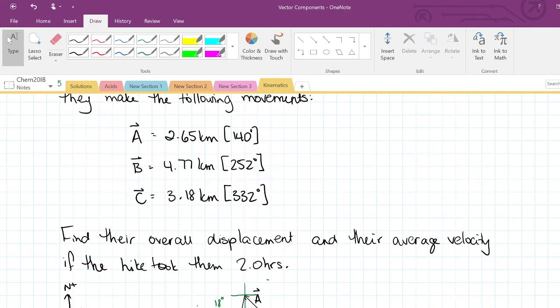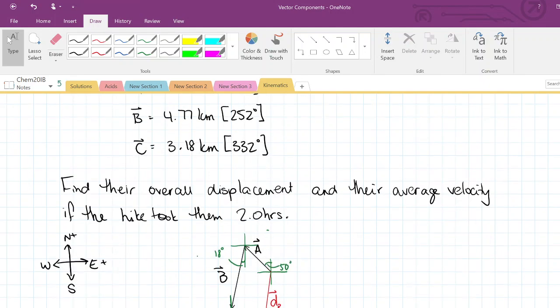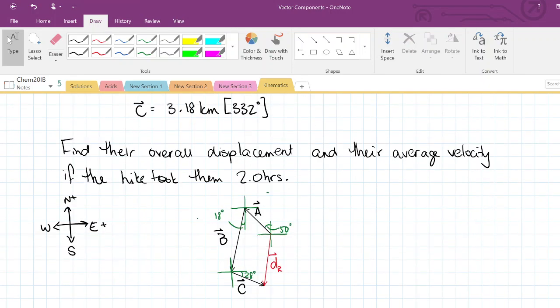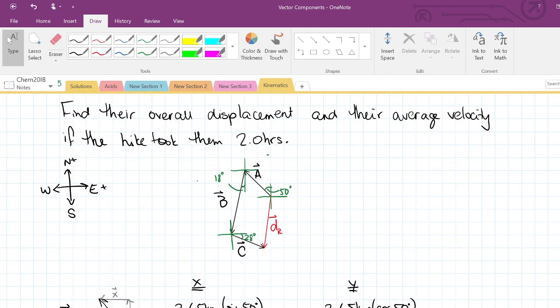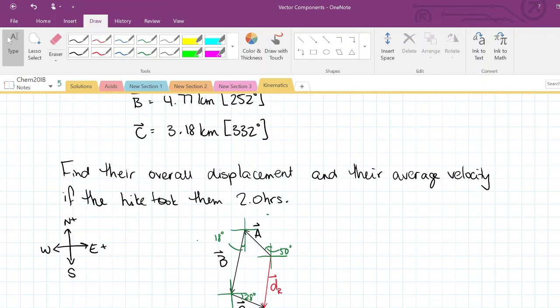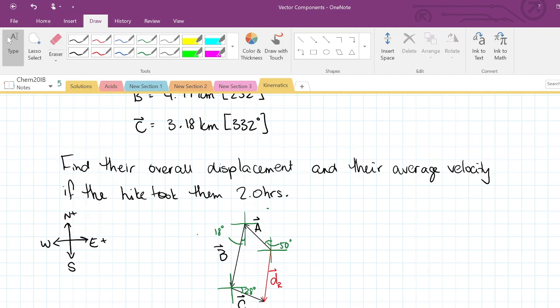So I'm going to draw a vector diagram first and foremost. That's always your starting point. I've got my Rosetta here, north and east are positive. I'm starting right here and I displace myself 2.65 kilometers at 140 degrees. Now, I'm measuring my zero from the east here. So I'm drawing 140 degrees over here. That means that with respect to my y-axis, I'm going to have an angle of 50 degrees.